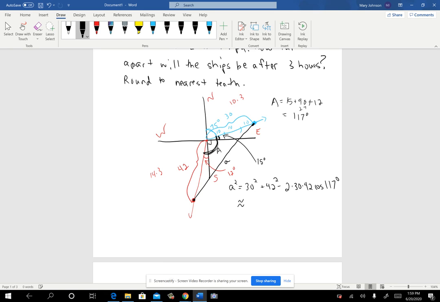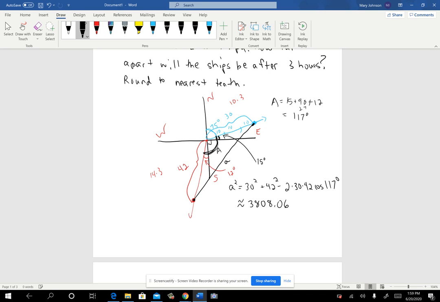Okay, so I'm going to take a moment and type all of that in. So I'm going to do 30 squared plus 42 squared minus 2 times 30 times 42 times the cosine of 117. Make sure you're in degree mode. And you get a rather large number at this point, and you don't want to round off too much yet.